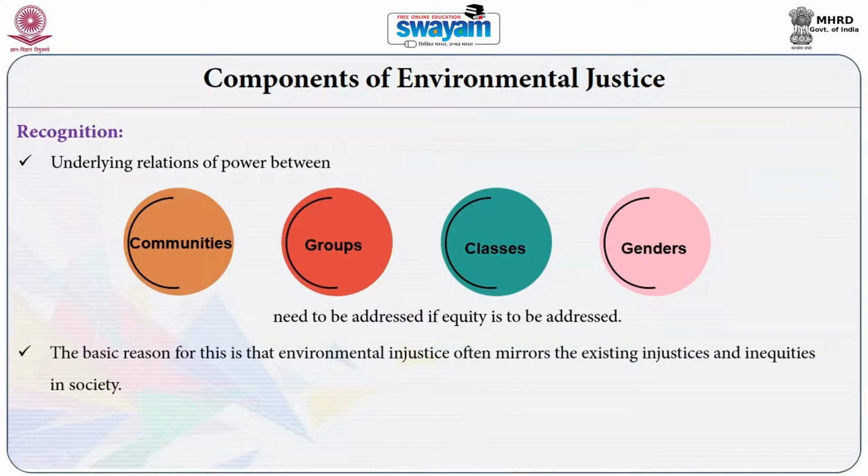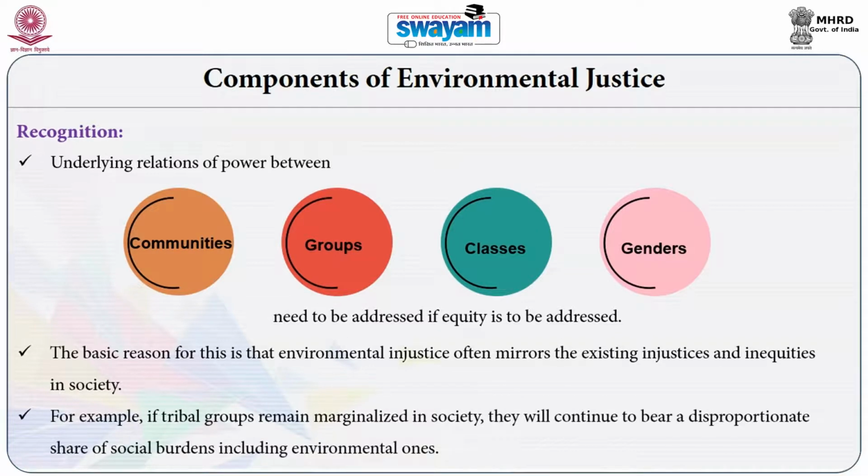The basic reason for this is that environmental injustice often mirrors the existing injustices and inequities in society. For example, if tribal groups remain marginalized in society, they will continue to bear a disproportionate share of social burdens, including environmental ones. Now, obviously, like we've seen, the question of distribution is right at the center of environmental injustice. The question of uniform application of laws is pivotal to environmental justice as a paradigm.